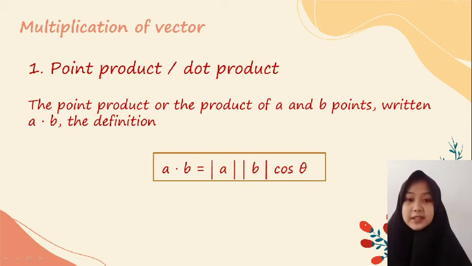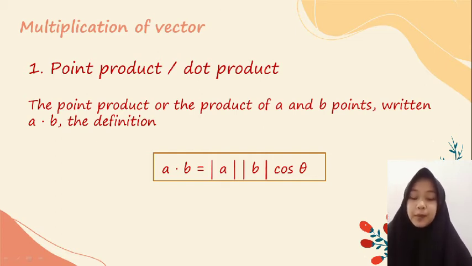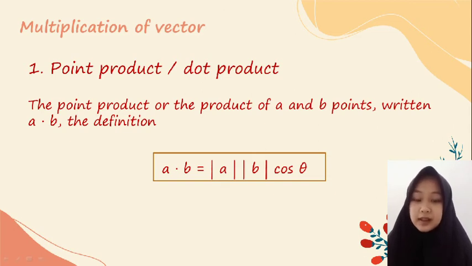Next, multiplication of vectors. Multiplying the dot of two vectors gives a scalar. Therefore, the dot product is often called the scalar product. Let A and B be vectors. The dot product of A and B is written A · B. The definition: A · B equals length A, length B, cos theta, where theta is the angle between A and B.